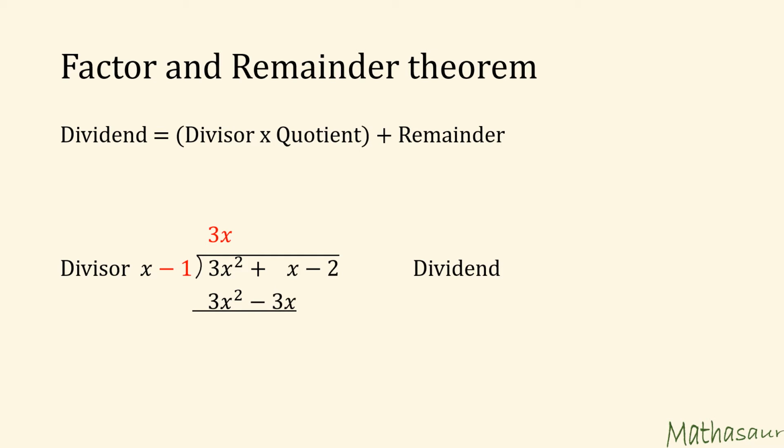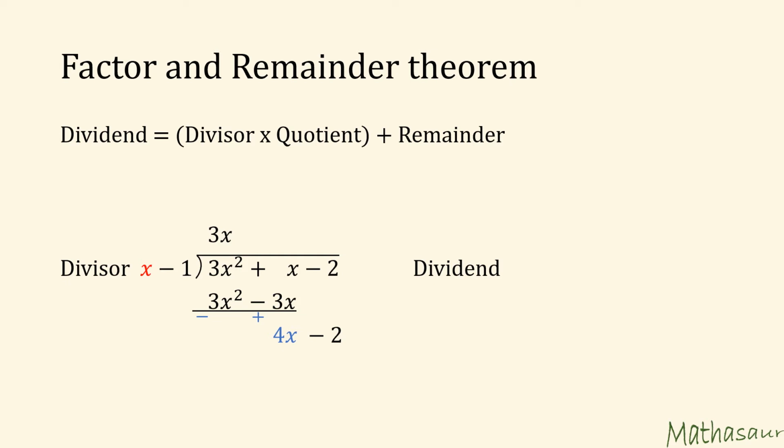Now let us subtract 3x square minus 3x from the dividend. Upon subtraction, we would change the signs and add the respective terms. So we see that the term 3x square cancels each other out. So we get 4x minus 2.